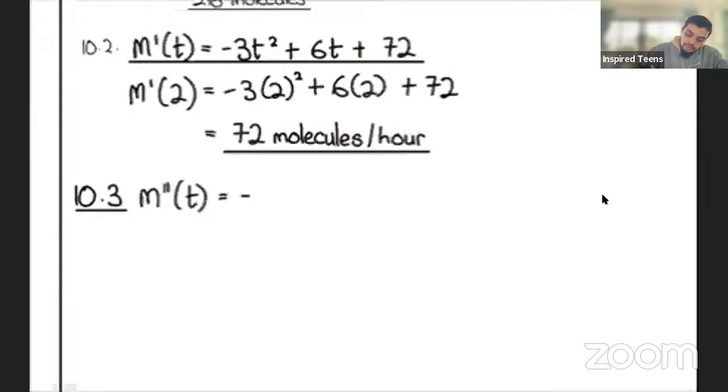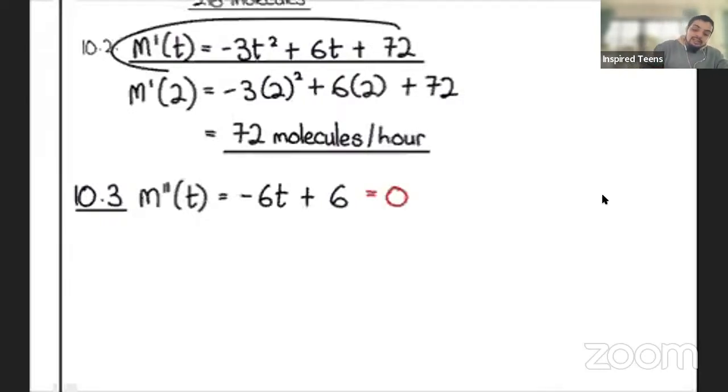Okay, so this would be negative 6t plus 6. That's the second derivative. But now we need to equate it to 0 because that's what maximum indicates to us. Whenever we want to find maximum, we need to derive it and equate it to 0.